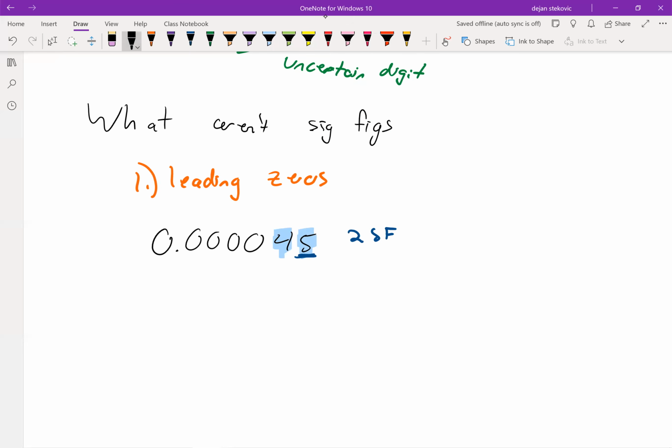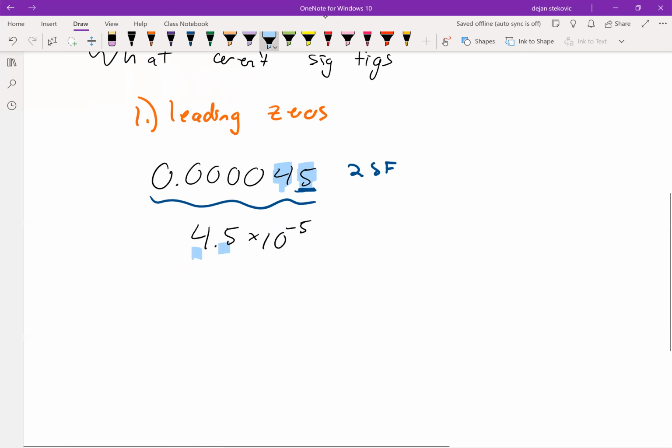It can work for non-decimals too. It just doesn't really make sense. For example, the number 45, you could write as 0045. I don't know why you would, but if you ever do, that doesn't add sig figs. You still only have 2 sig figs here. And really, writing it in scientific notation helps make a lot more sense. If we were to write this number in scientific notation, we would write 4.5 times 10 to the negative 5. So you can see how this one does indeed only have 2 sig figs.